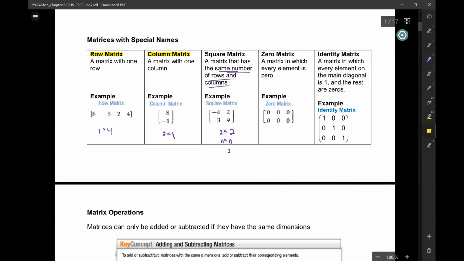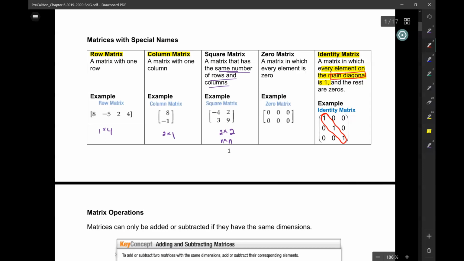Often you'll hear people say an n by n matrix, that's a square matrix. An identity matrix, okay, is a matrix in which every element on the main diagonal is 1. Okay, so what is this main diagonal? The main diagonal, so this would happen in a square matrix, starts with the first entry, a11, and then it's that diagonal. There is no other way to draw a diagonal, right?